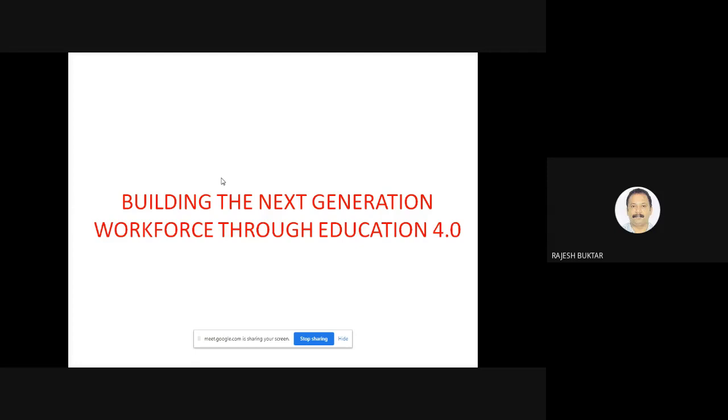So here, as I already mentioned to you, it is not just augmented reality. It is Industry 4.0 and Education 4.0, targeting augmented reality first, or IoT, and other areas of expertise. There is a role for higher technical education to build the next generation workforce through Education 4.0, and the first technology we are discussing is augmented reality.